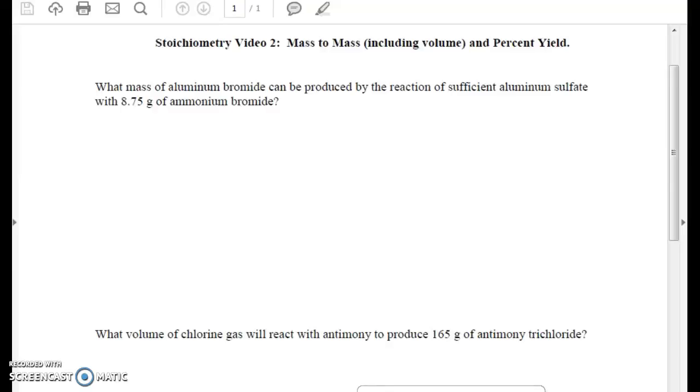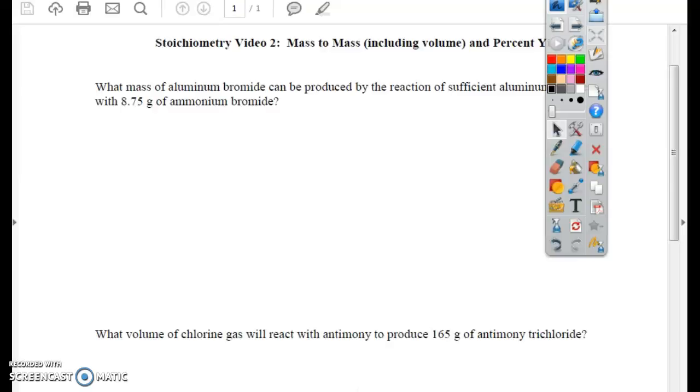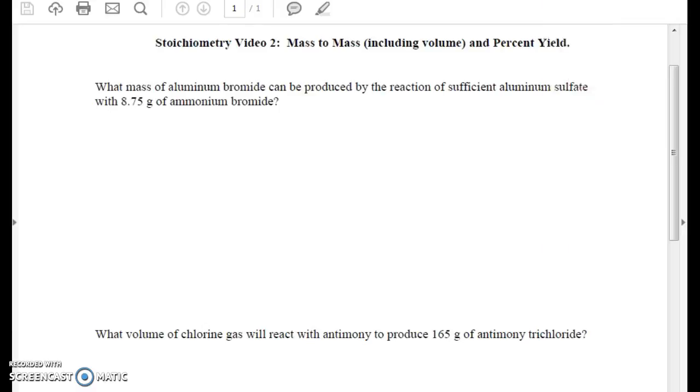This is my second stoichiometry video, and I will cover mass-to-mass problems, and those include volume and percent yield. So for this first one, what mass of aluminum bromide can be produced by the reaction of sufficient aluminum sulfate with 8.75 grams of ammonium bromide?